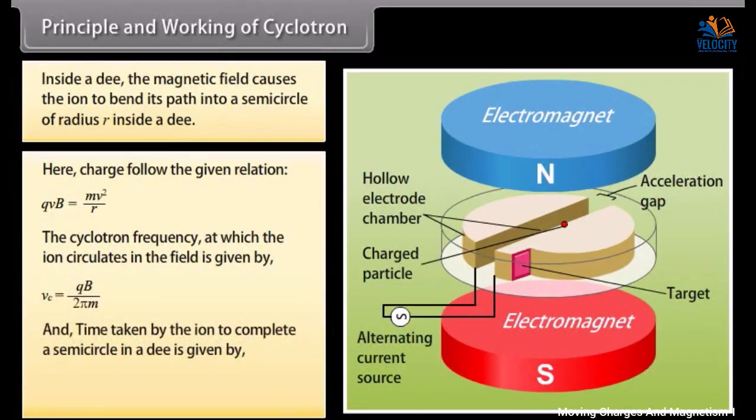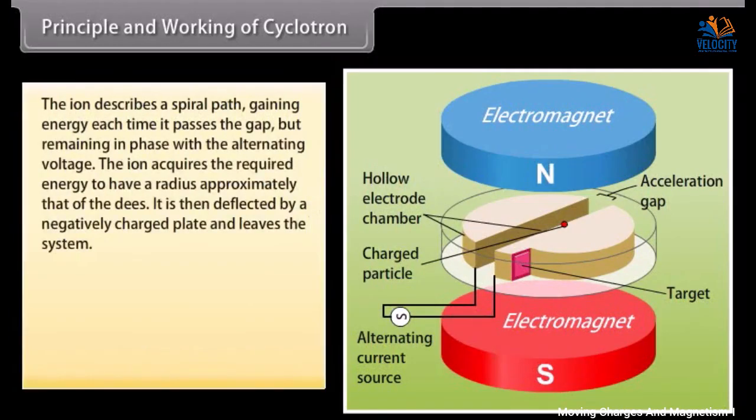And the time taken by the ion to complete a semicircle in a D is given by πm/qB. At resonance condition, the ion arrives between the Ds exactly in time to be repeatedly accelerated and gains energy. This energy gain does not affect the resonance condition except increasing the orbit size. The ion describes a spiral path, gaining energy each time it passes the gap, but remaining in phase with the alternating voltage. The ion acquires the required energy to have a radius approximately that of the Ds.